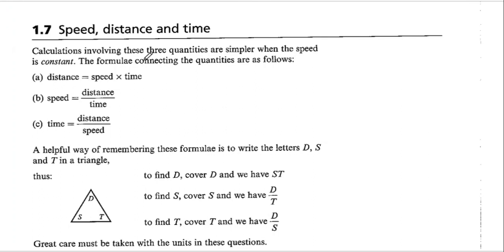In this video, I'm going to explain some basic maths of speed, distance, and time. Now, these are the three formulas you need to know. Distance equals speed into time, speed equals distance by time, and time equals distance by speed.